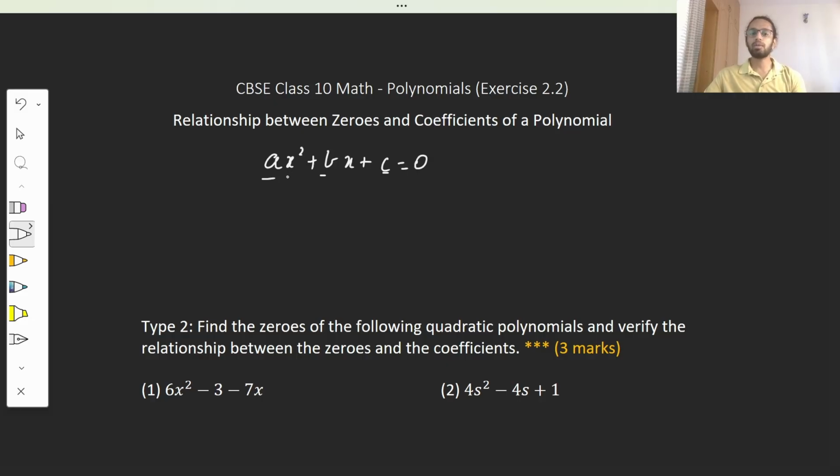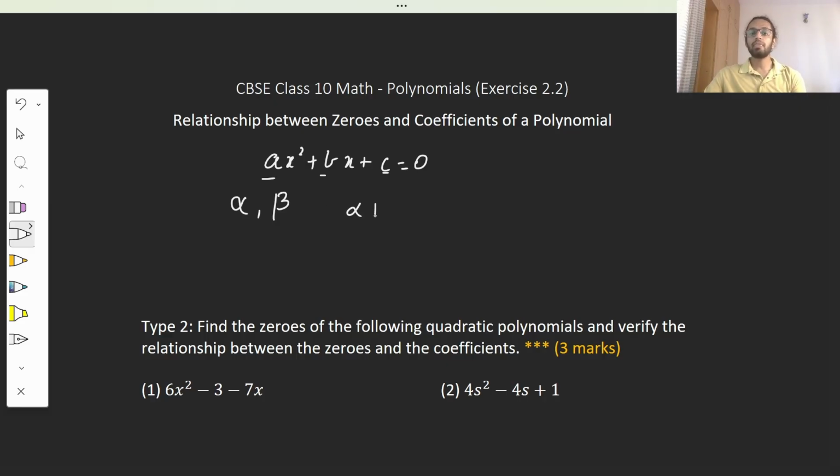But before we go into that method, since we will solve this and we will get two values, the two values or the two zeros are called alpha and beta. And how can we verify whether the two zeros that we obtain are right? There is a method for this which is called relationship between zeros and coefficients.